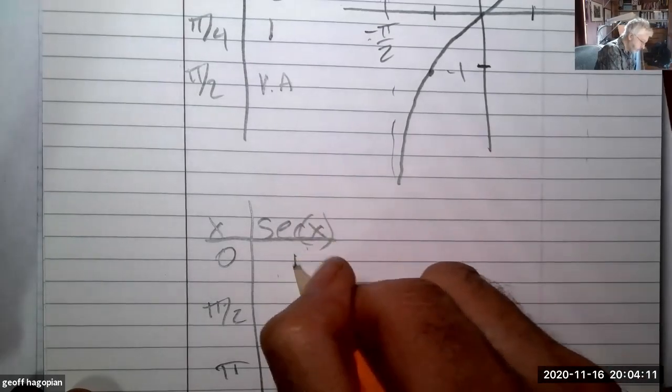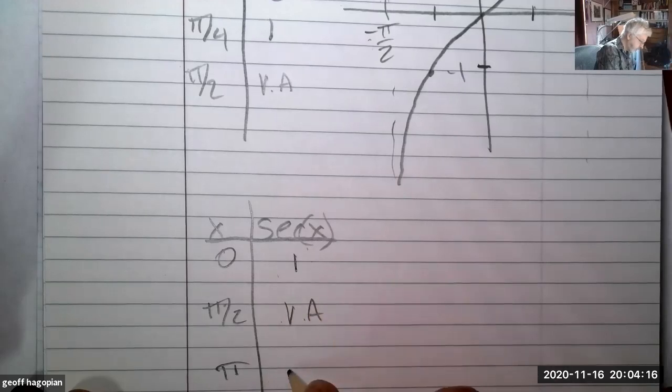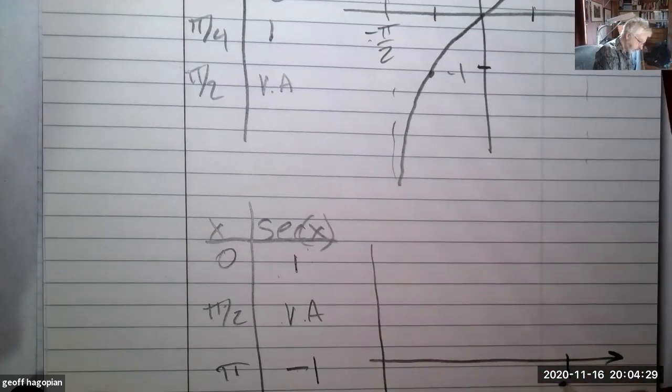So the reciprocal of 1 is 1. The reciprocal of 0 is a vertical asymptote. The reciprocal of negative 1 is negative 1. The reciprocal of 0 is a vertical asymptote. And the reciprocal of 1 is 1. So if we were to draw that out here, we'd see here's 2 pi on the x-axis. Here's the y-axis. We've got a vertical asymptote at pi over 2, and another vertical asymptote at 3 pi over 2, which are going to be there and there.